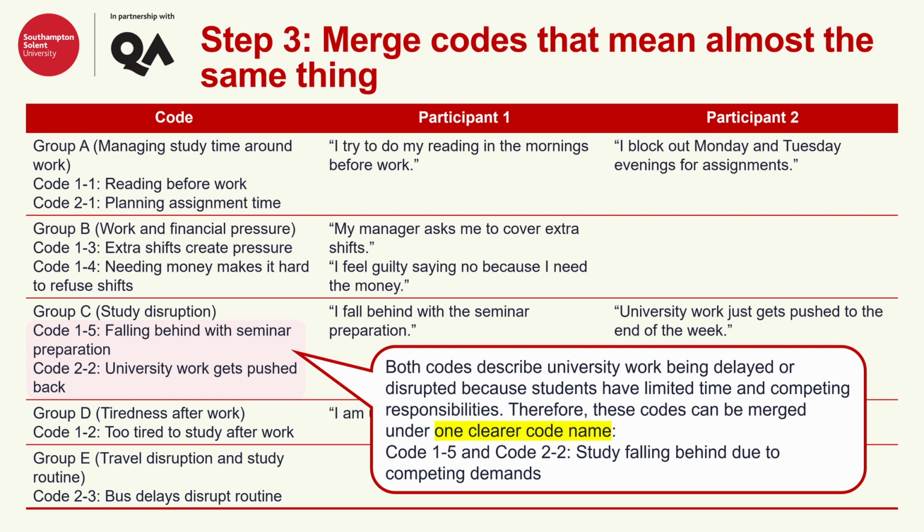After merging, we should read both extracts again. If the new code describes both accurately, the merge is reasonable. If it fits one extract but changes or loses the meaning of the other, the codes should remain separate or be renamed differently.